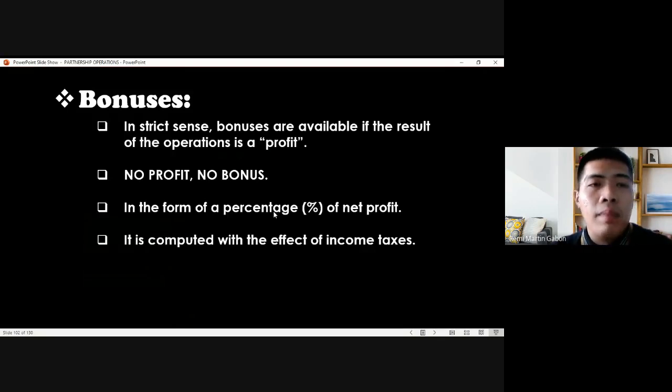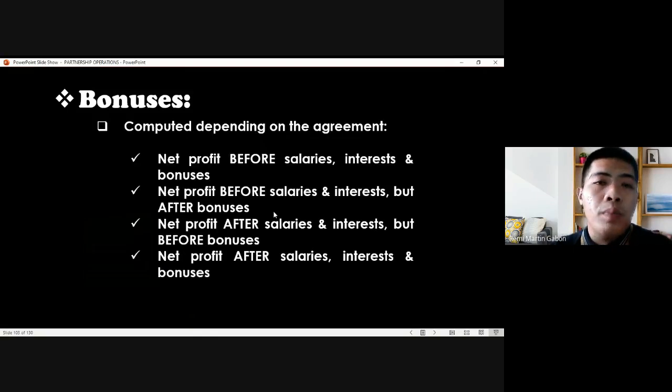Again, basic concept, bonus in strict sense, okay, available lang pag may profit. Pag loss, wala. So no profit, no bonus. Could be in the form of percentage or profit, and it is computed minsan sa problem solving in effect of income taxes. So meron tayong mga tinatawag na after tax. Okay? So to do that, computation is depending on the agreement. Okay, merong mga agreement yan.